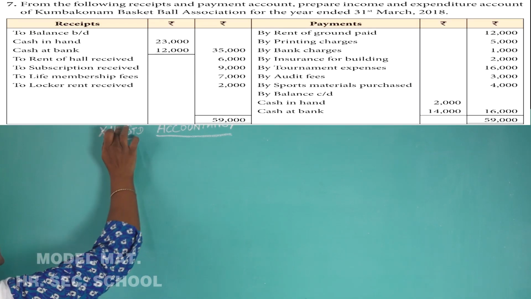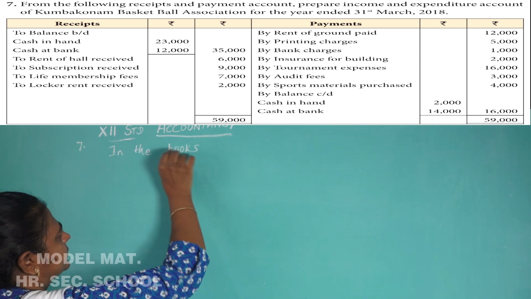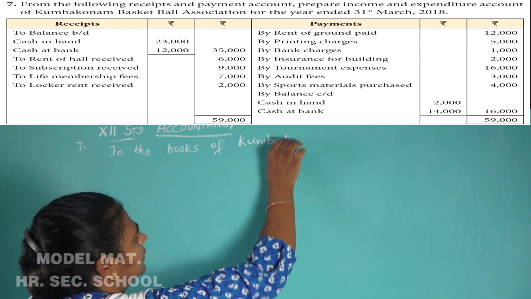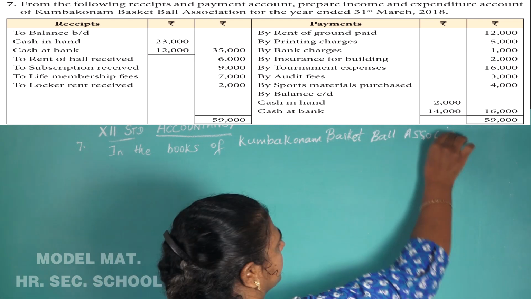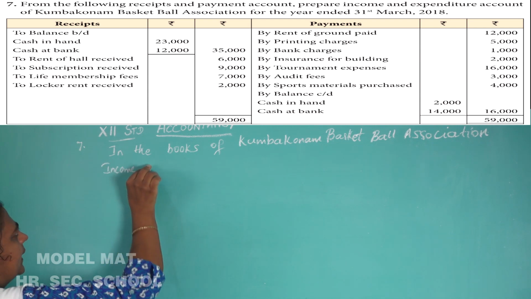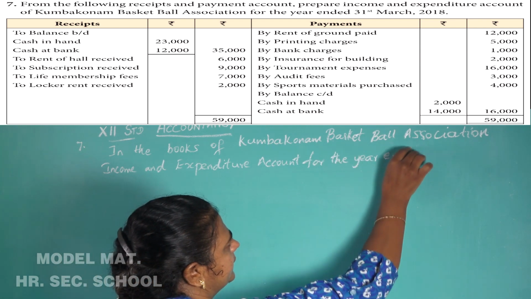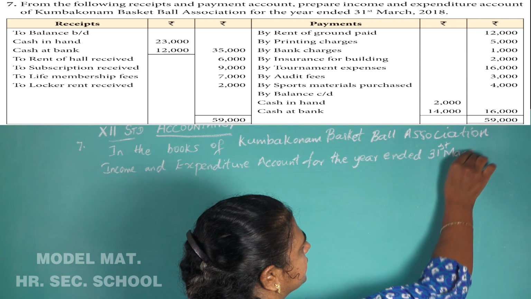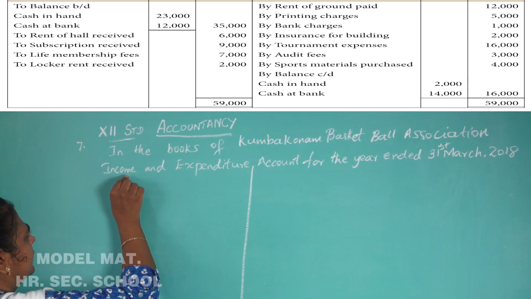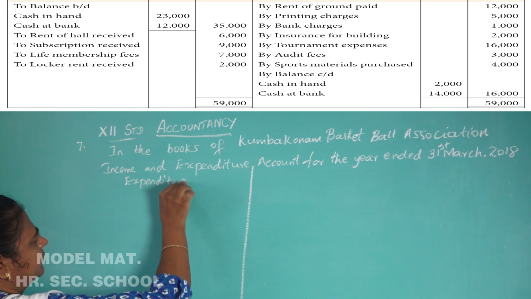So question number 7. So you have to write like this. In the books of Kumbakonam Basketball Association, that is the name of the association. Okay. Next line you write income and expenditure account for the year ended 31st March 2018. Okay. Then on the debit side write expenditure, debit.